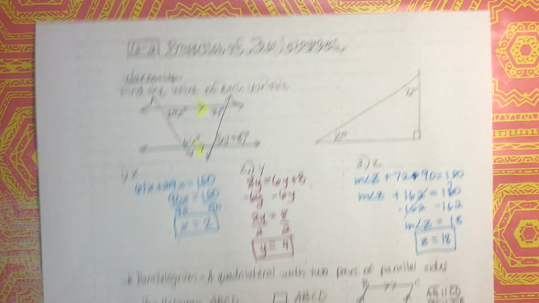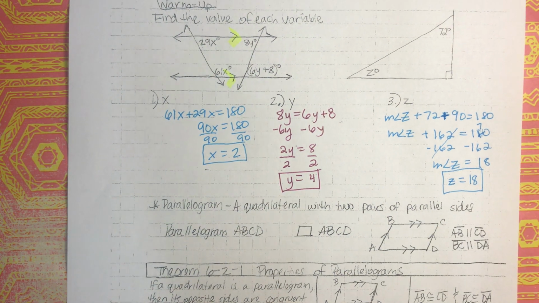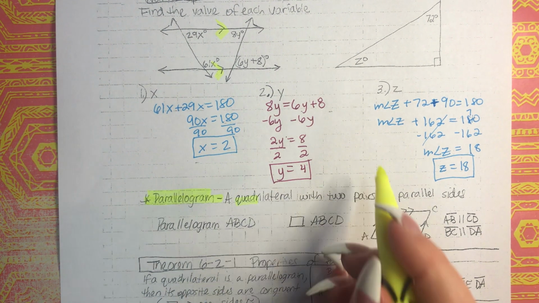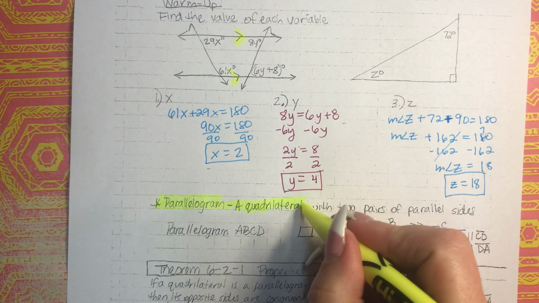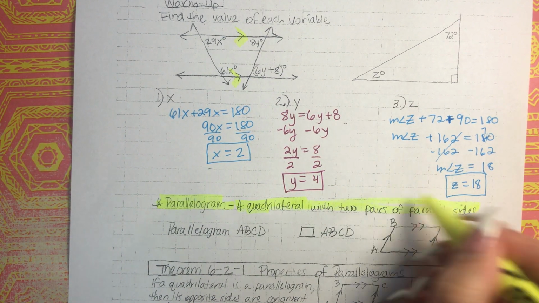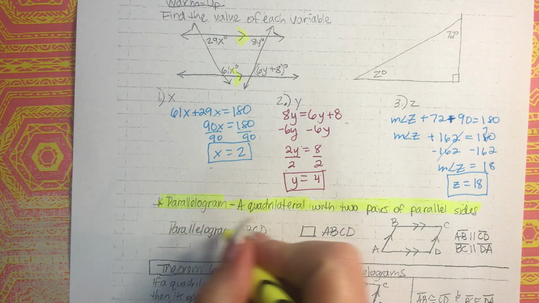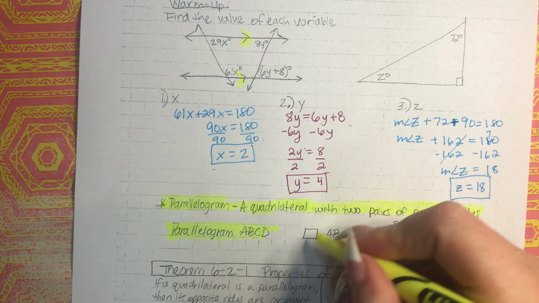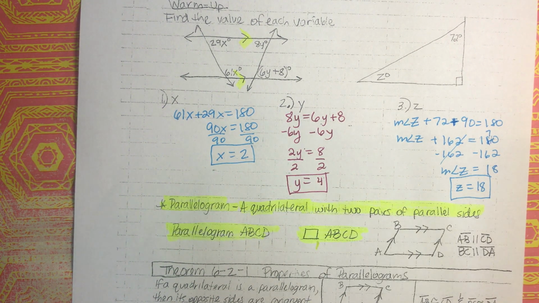So parallelograms, right? This whole section is about the properties of parallelograms. So a parallelogram, what that is, is a quadrilateral. Remember, a quadrilateral, quad means 4, right? So it's just a 4-sided figure. So it's a 4-sided figure, a quadrilateral, with 2 pairs of parallel sides. And you can write that as the parallelogram ABCD. Also, you can use this little symbol right here. That little symbol means it's a parallelogram. So that little symbol, ABCD.